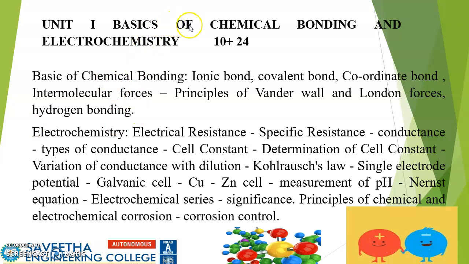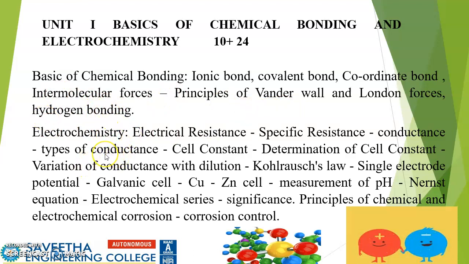Unit 1, you'll be discussing chemical bonding and electrochemistry. Under chemical bonding, we'll be discussing the types of bonds like ionic bond, covalent bond, coordinate bond, and also intermolecular forces like van der Waals force, London force, and hydrogen bonding.